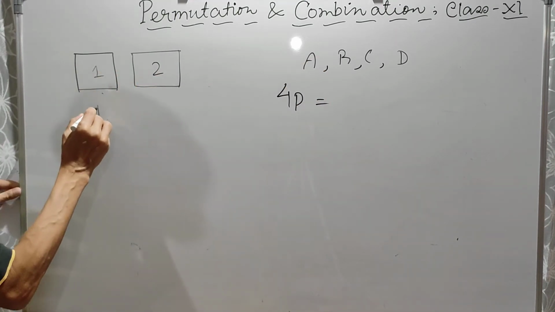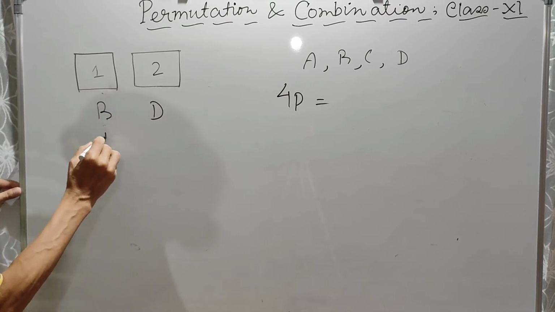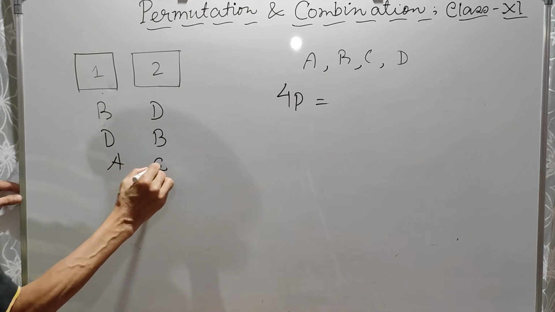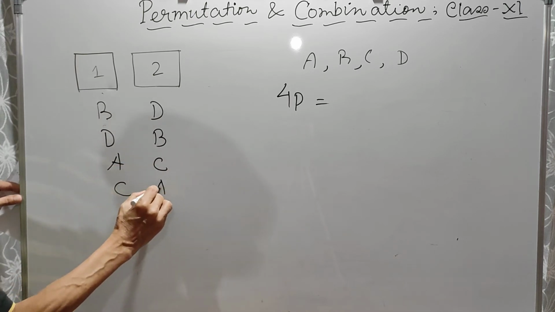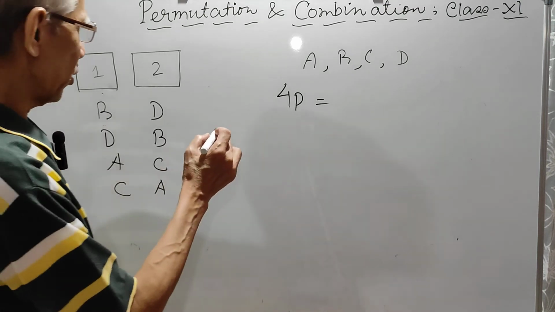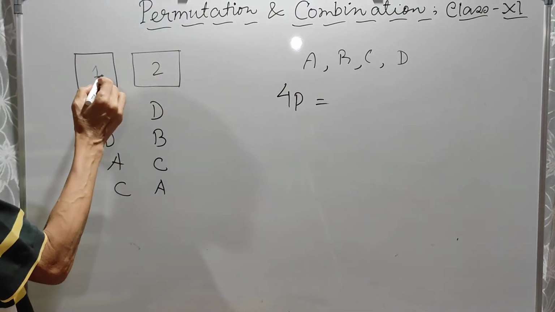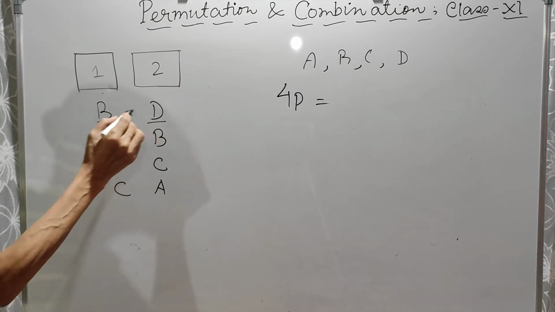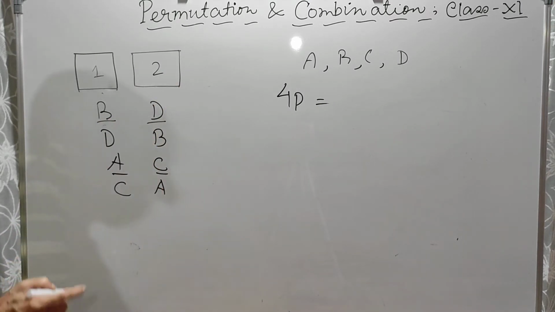So suppose B sits here, D sits here. Then D sits here, B sits here. So we got 2. Then suppose A sits here, C sits here. C, A. So this way go on writing. So you will get how many? Let us see. Out of 4 students, we are taking 2 at a time. So here B and D taken, here A and C taken. So taking 2 at a time.